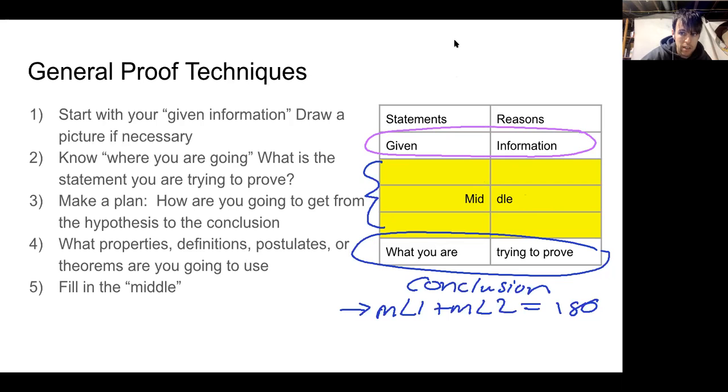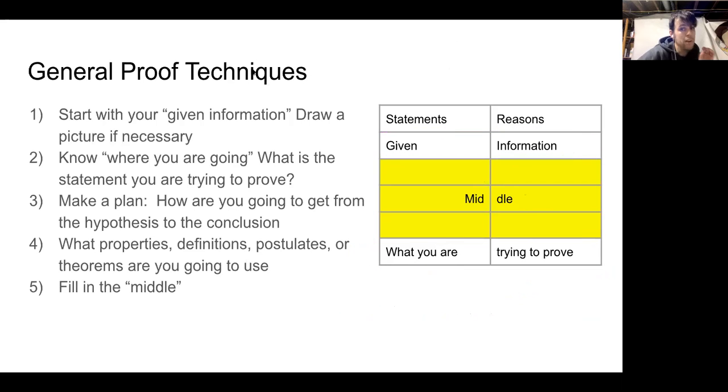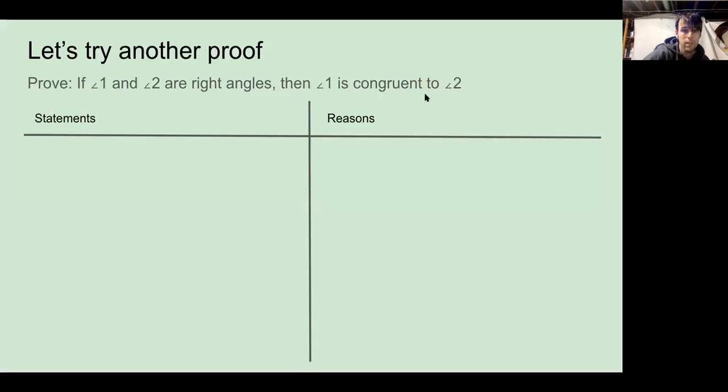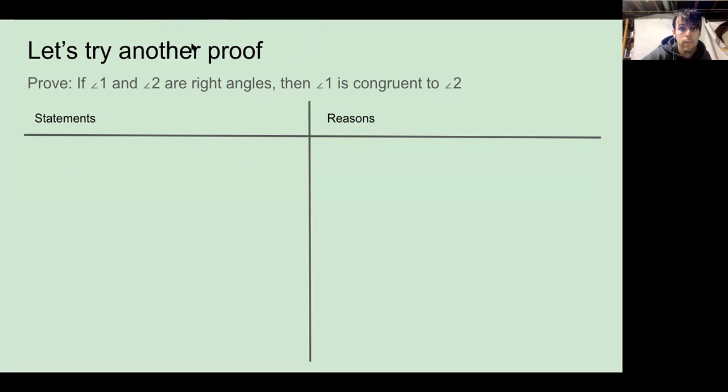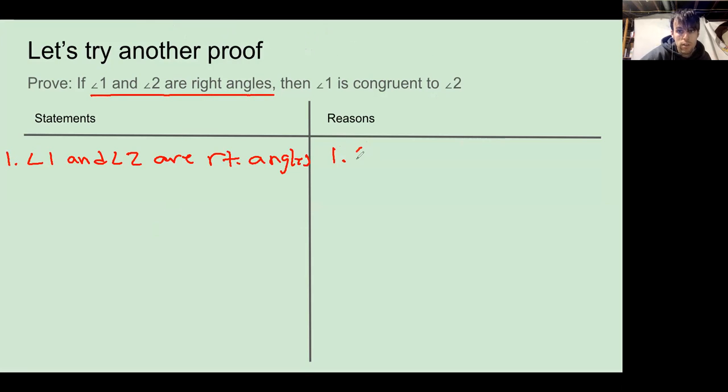Okay, so I'm going to clear this, and let's try another proof. This one's going to be a little bit of an easier proof. It's an easy but technical proof. All right, so we have, if angle 1 and angle 2 are right angles, this is our hypothesis, this is our given information. So this is what we're starting off with. Angle 1 and angle 2 are right angles, and that is given to us, so given information.